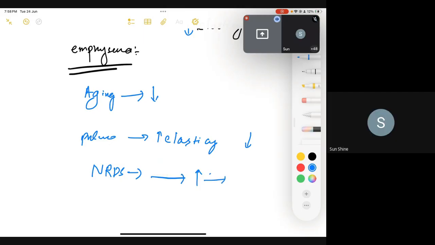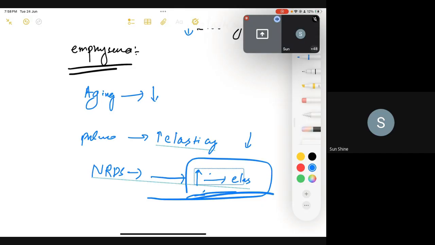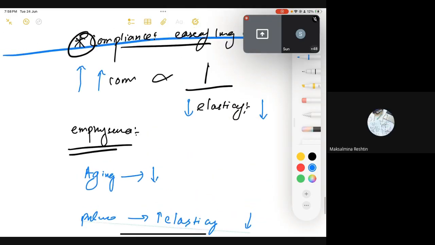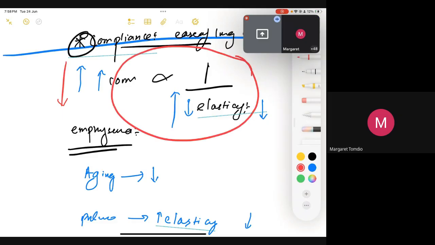So can I say that the elastic forces and the surface tension, both of them are in the same direction vector? I can add them. So what happens to elasticity? Increases. What happens to compliance in NRDS? Compliance is decreased. You guys can see you are just answering a lot of UWorld MCQs. These kinds of MCQs you are going to see on your NBMEs, on UWorld and everything. But if you know this single formula, you can get a lot of them correct.